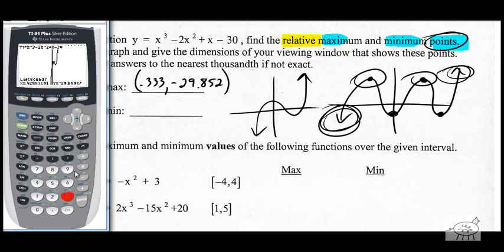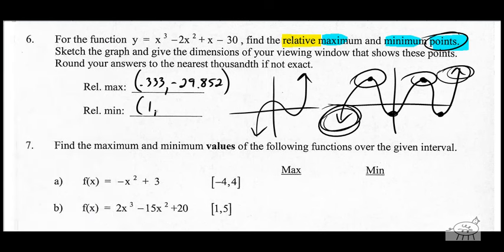And we're good over there, so we're going to hit enter. And then go to the right bound, so any place to the right of that bump. Okay, it looks good. Hit enter, guess, enter, and we get 1.000, so it really looks like it's 1 comma negative 30. So 1 comma negative 30.